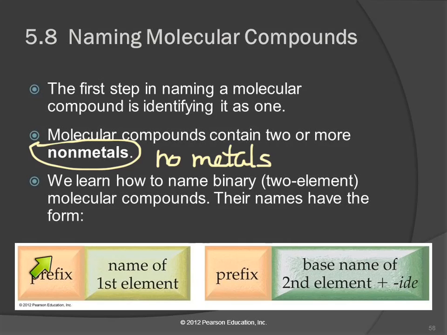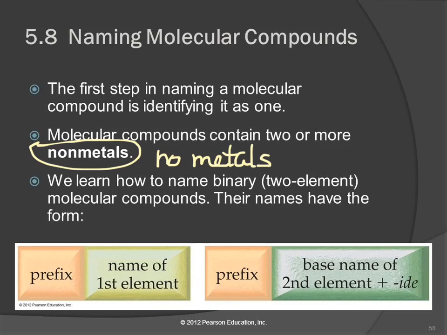What we do is we have a prefix that gives us the number of this element. The first element just has its element name. Then we have a space and a prefix with the base name of the second element and its ending changed to "-ide". So we're doing the same kind of thing with the names. The first element just uses the element name, and the second one changes the ending of its name.